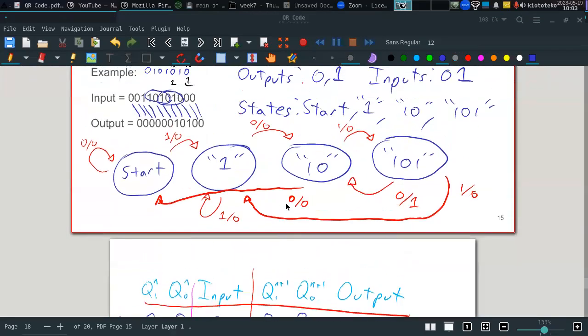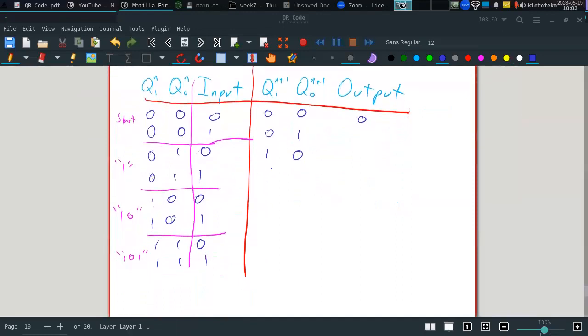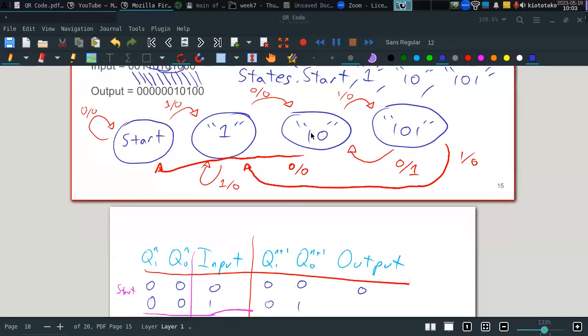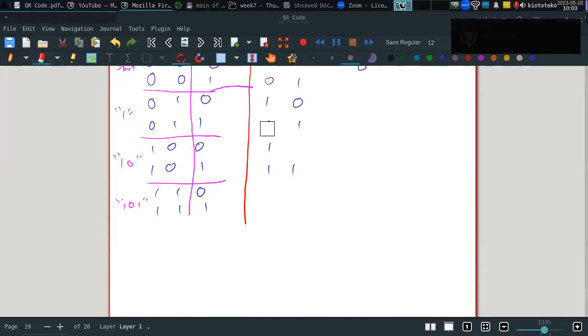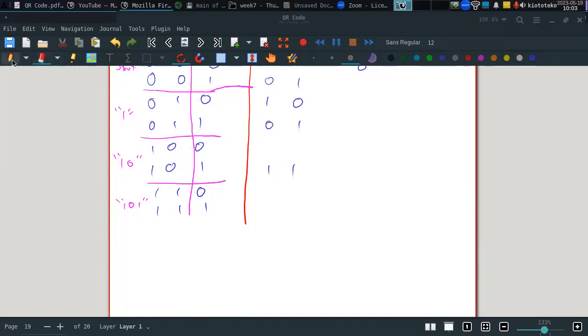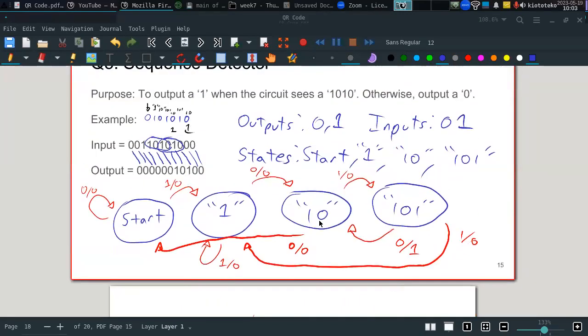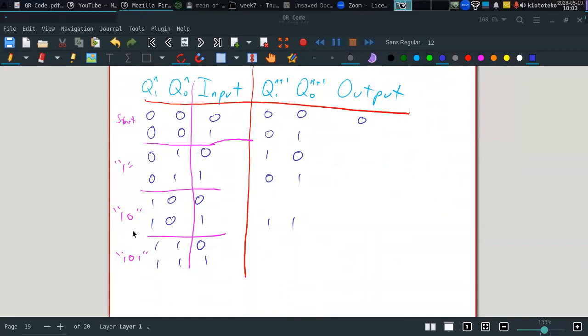If we get a 1, we stay in the same state, which is 0, 1. Now we're in state 2, which is 1, 0. And if we have a 1, we proceed to the next state, which is state number 3, which is state 1, 0, 1. And if we get a 0 here, we go back to the start, which is state 0.